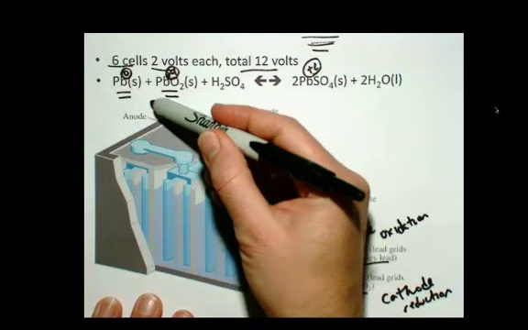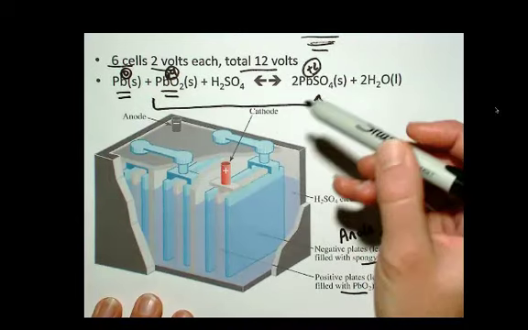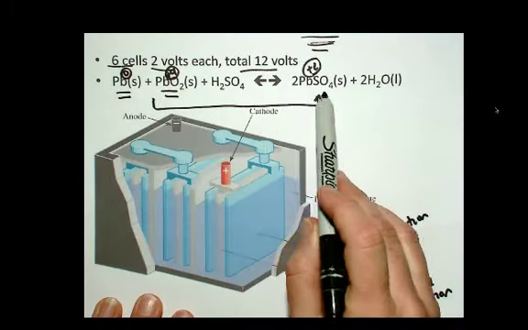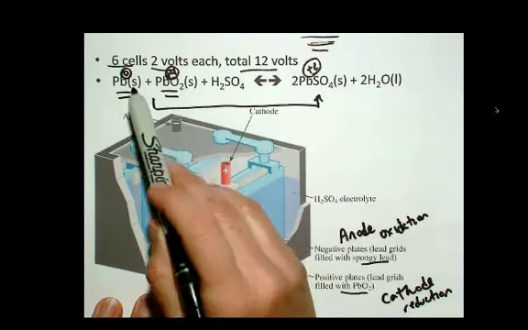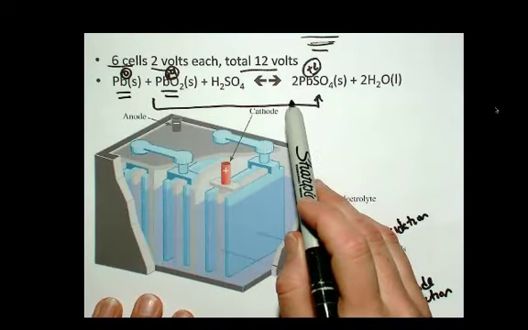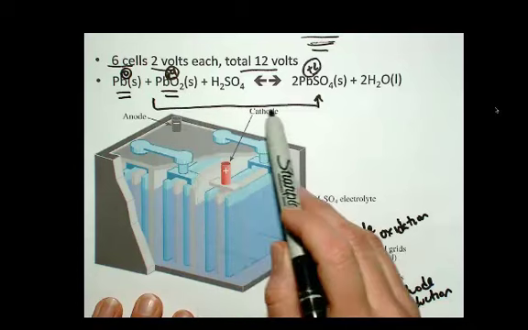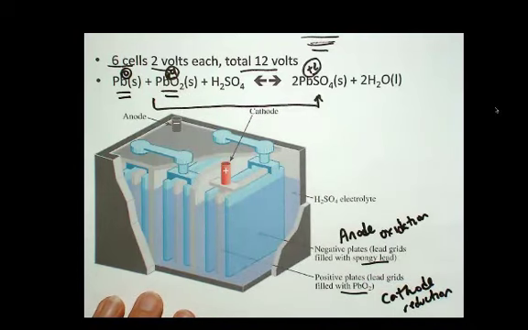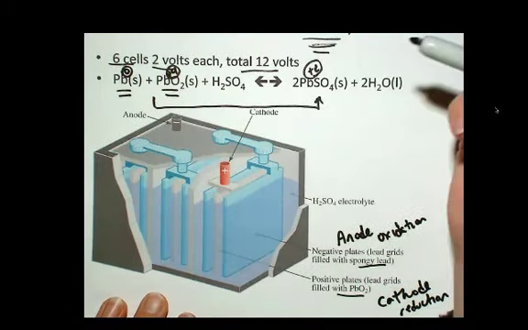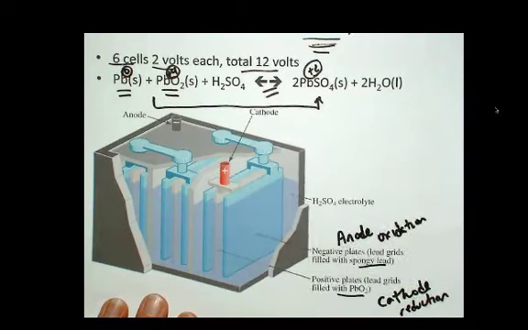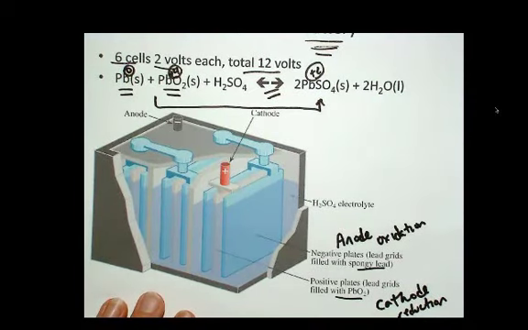The product of both the oxidation and the reduction is the same. So one lead, there's 2 lead sulfates here. One of the leads is being oxidized to lead +2, the other lead is being reduced to lead +2. And also notice here in this oxidation reduction reaction, the arrows are pointing in both directions.